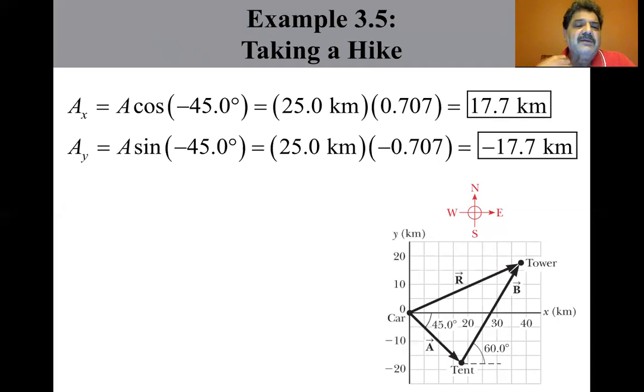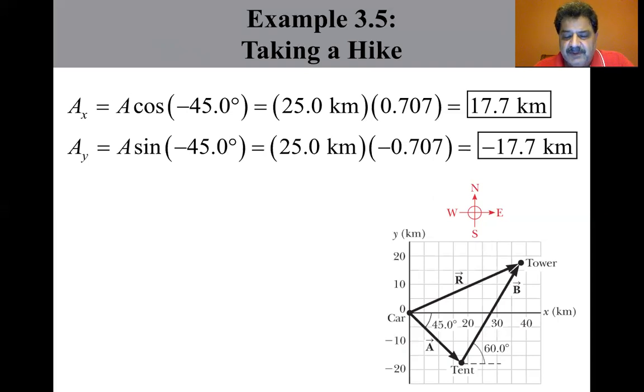So AY equals A sine of minus 45, that's 25 kilometers times minus 0.707. You end up with minus 17.7 kilometers. The negative value of AY indicates that the hiker ends up below the x-axis on the first day. The signs of AX and AY also are evident from the figure.